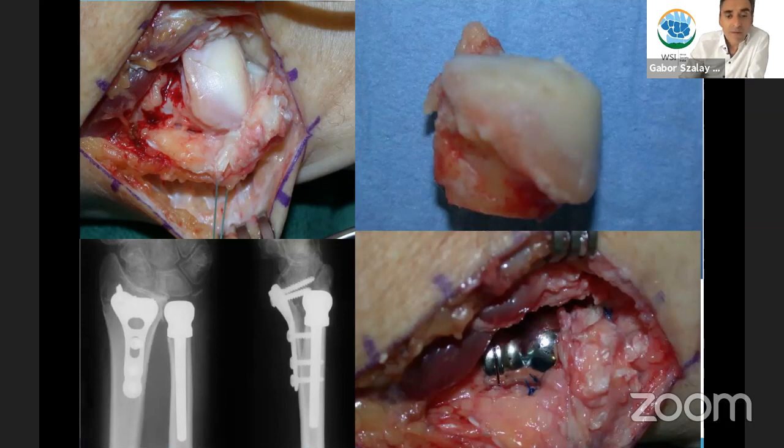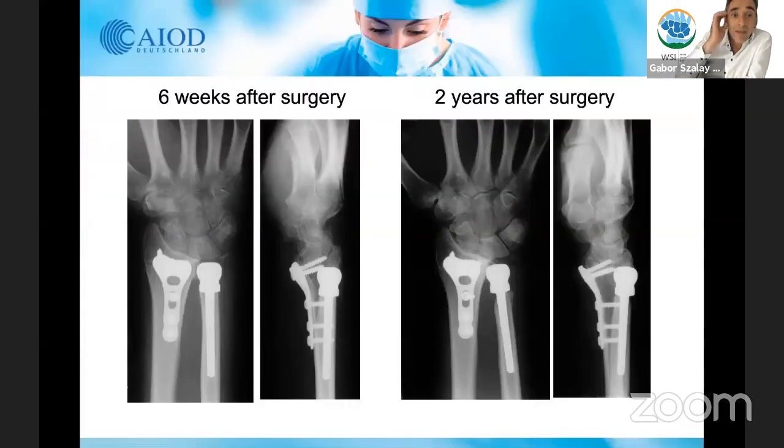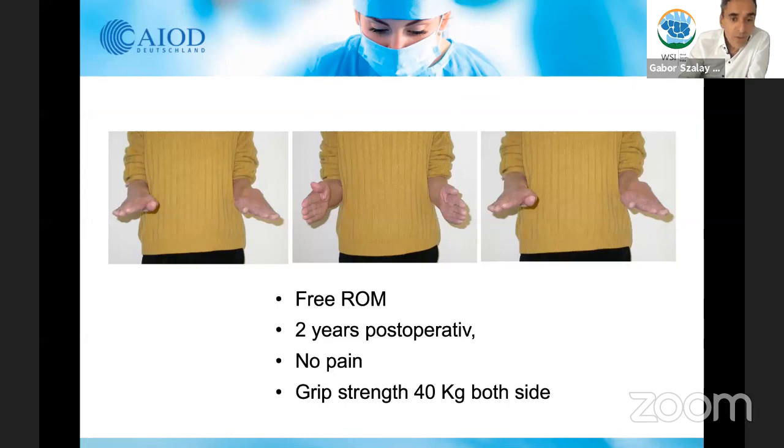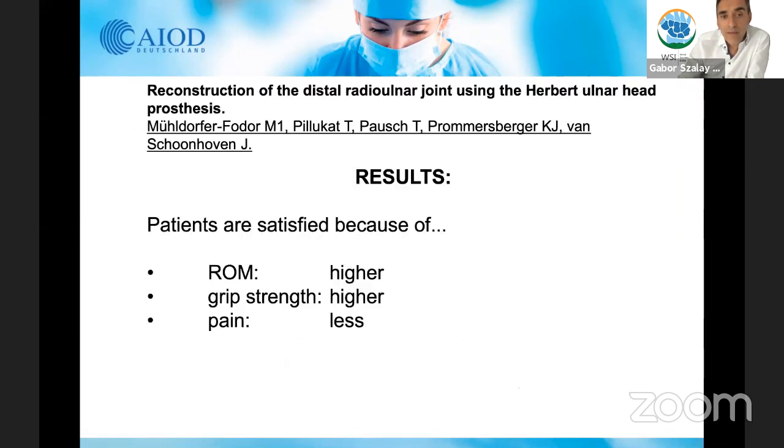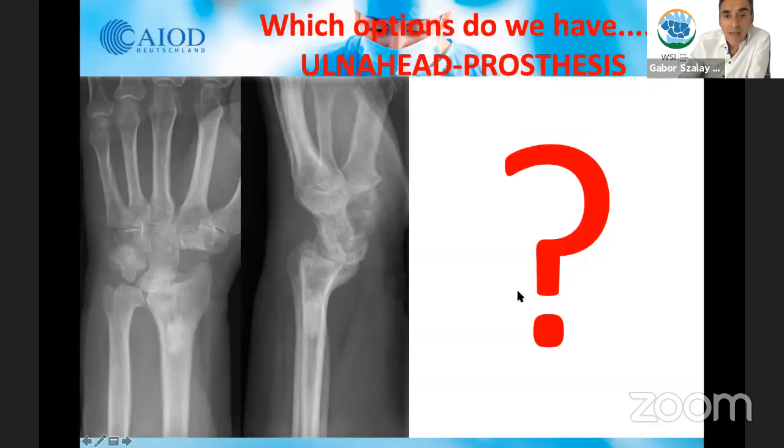no cement is necessary. And then on the left side, 6 weeks after surgery, and on the right side, 2 years after surgery. Free range of motion 2 years after the surgery, no pain, and the grip strength 40 kilos on both sides. And a publication again from Jörg van Schoonhoven from Germany. The range of motion is higher, the grip strength is higher, and the pain is less.